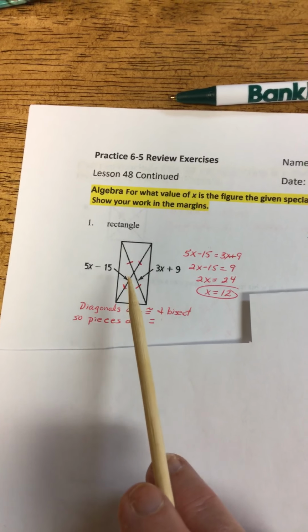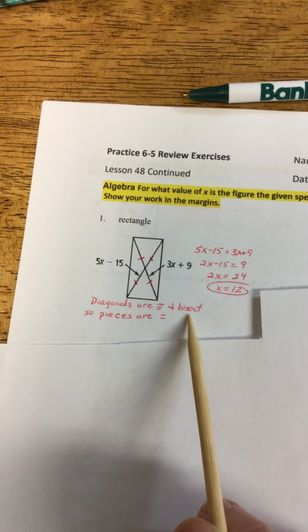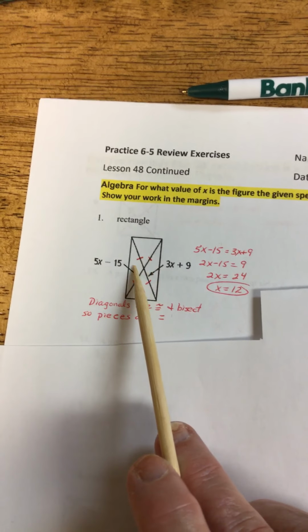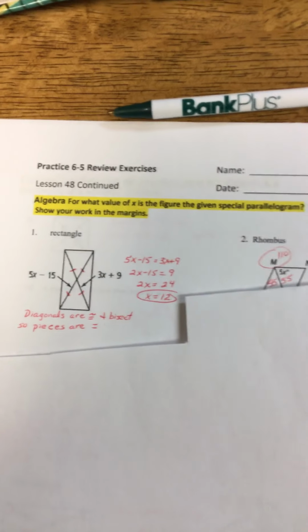Why did I do that? Because in a rectangle, the diagonals are congruent to start with. When they bisect each other, I get 4 pieces that are equal. So these 2 pieces, their measures are equal to each other.